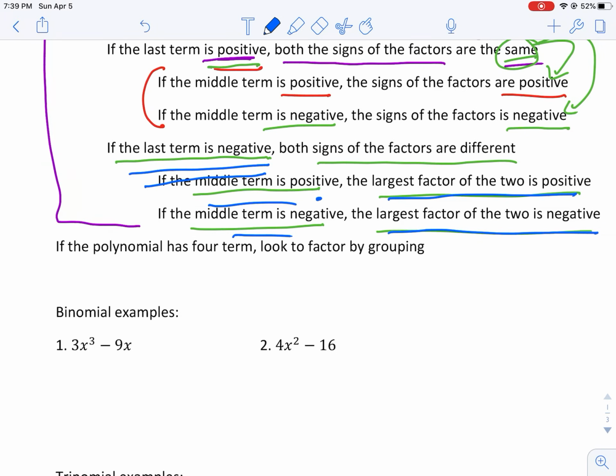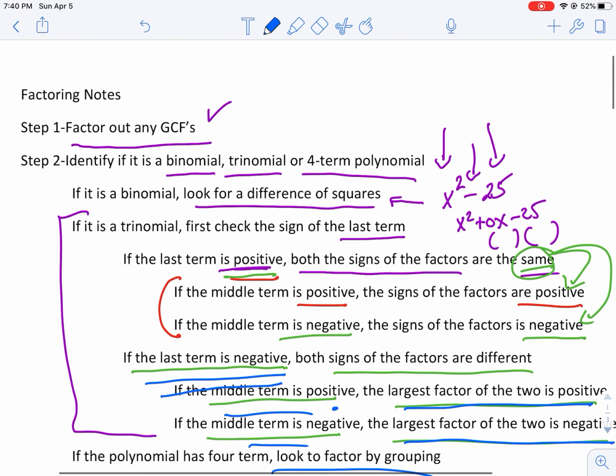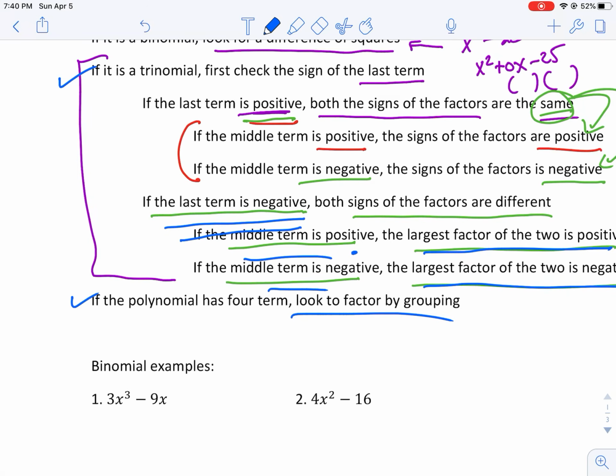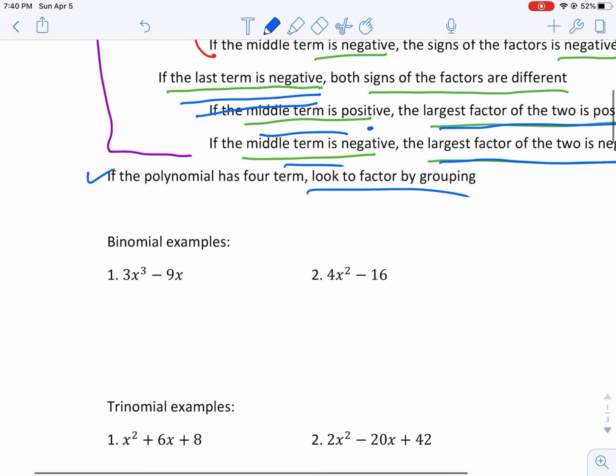And then last but not least, if the polynomial has 4 terms, we look to factor by grouping. That's all you do. Obviously, before we do all of these, we always do the greatest common factor, but then you have the binomial, the trinomial, and the 4-term polynomial, okay?